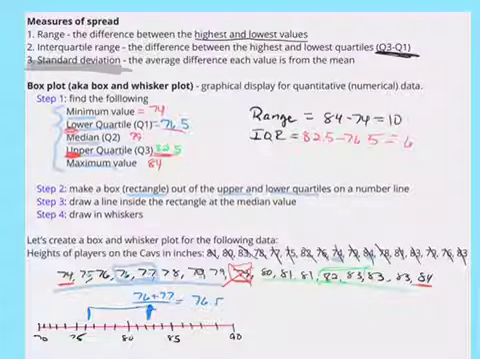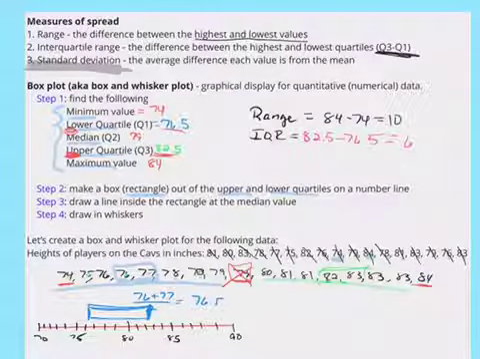So I'm going to make a rectangle. The rectangle is going to be above the line. So this here is my rectangle. I used my upper and lower quartile to make that.